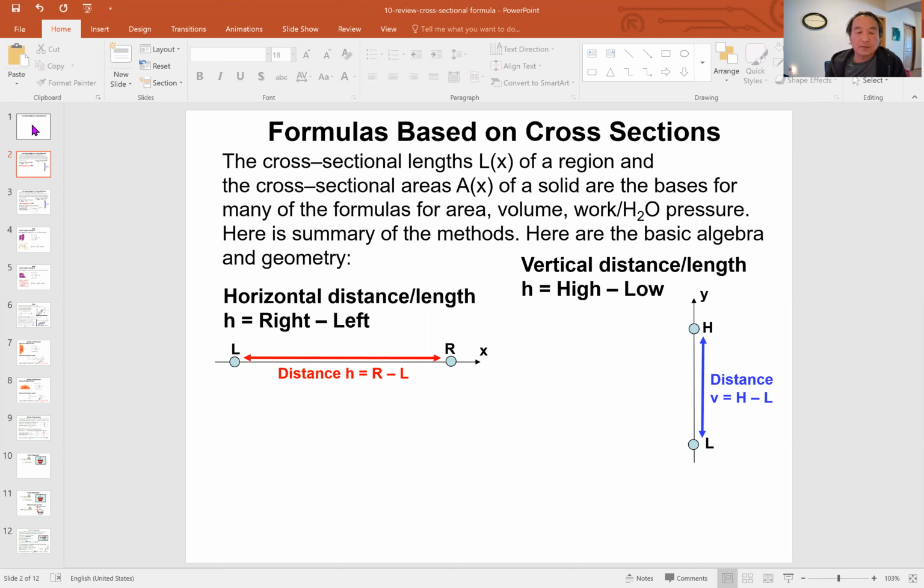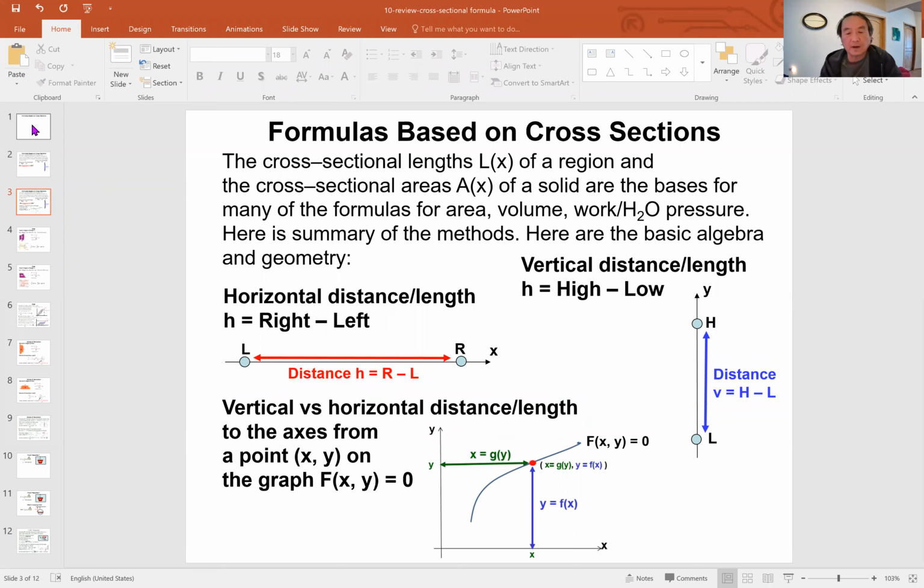The first thing to remember is to extract the distance between two points. If the points are on a horizontal line, it's always the right-hand coordinate minus the left-hand coordinate, to guarantee the answer is positive, which will be the length or distance. And if we're comparing two points, one on top and one on the bottom, it's always the top point minus the bottom point. So this is the orientation work.